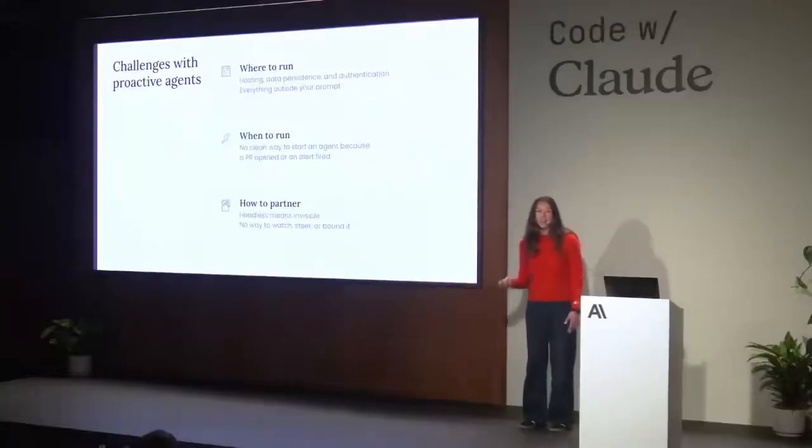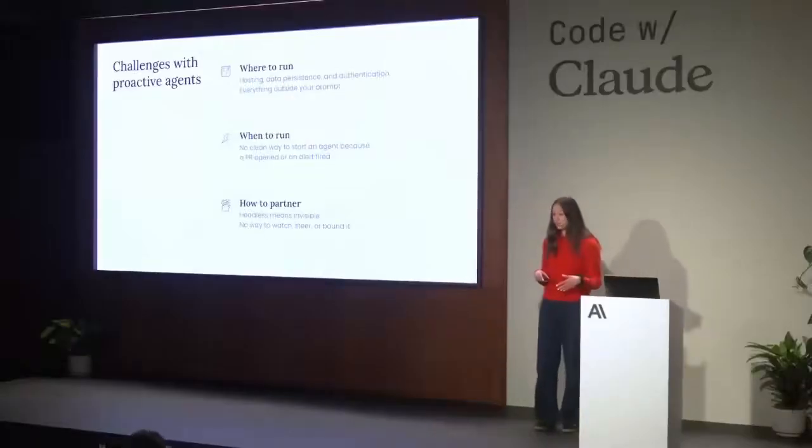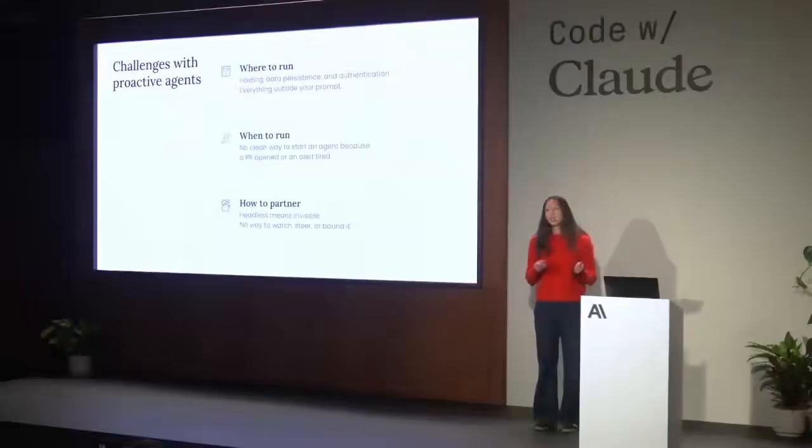Finally, the challenge with building proactive agents today is sometimes you want to be a human in the loop, but other times you want to be a human out of the loop with these agents. Right now, when you kick off a headless Claude Code session, it's often hard to figure out what your agent is actually doing in real time. There's no way to watch, steer, bound, or even resume your agent session. It's difficult to do that.